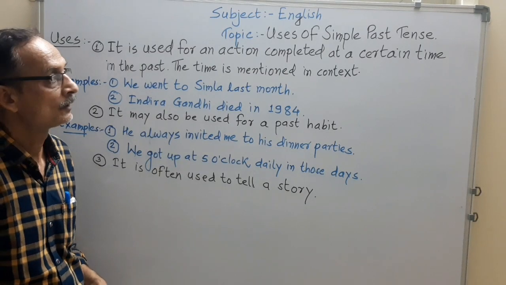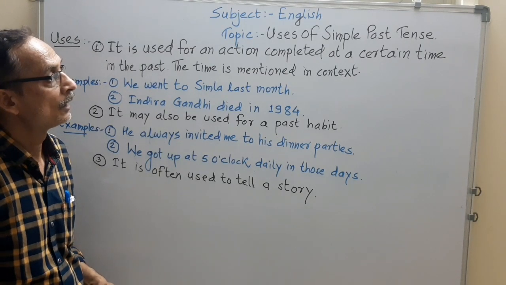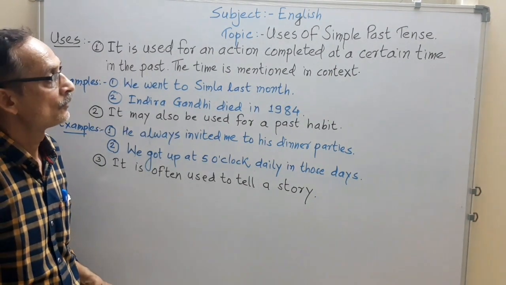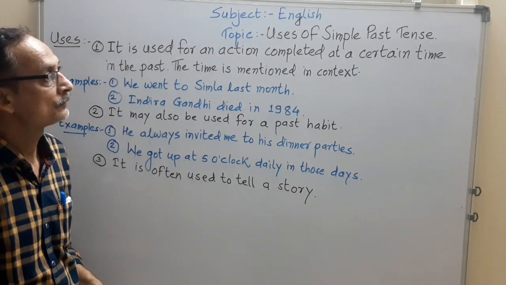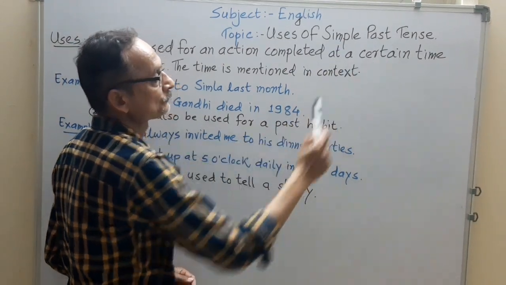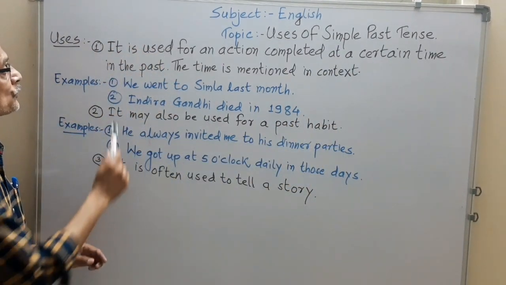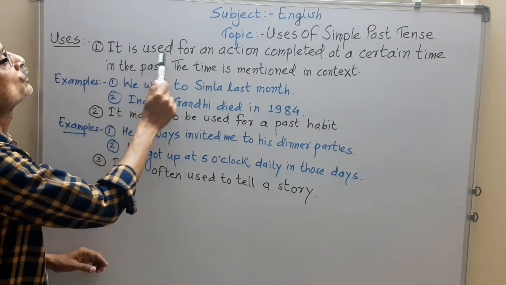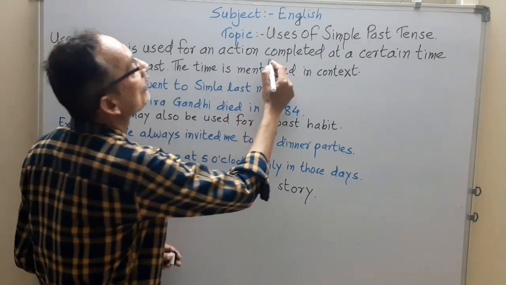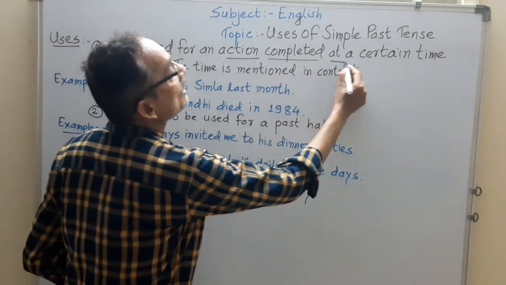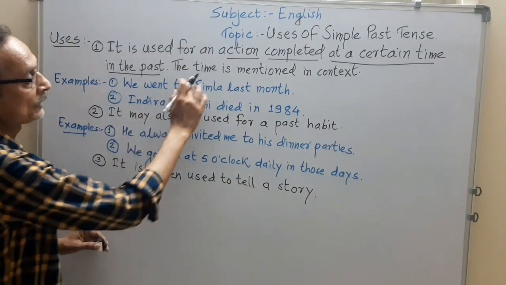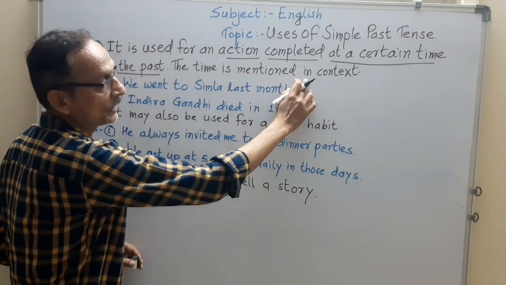Hello friends, after the introduction of simple past tense, we are going to learn the uses of simple past tense. The first use: it is used for an action completed at a certain time in the past. The time is mentioned in context.